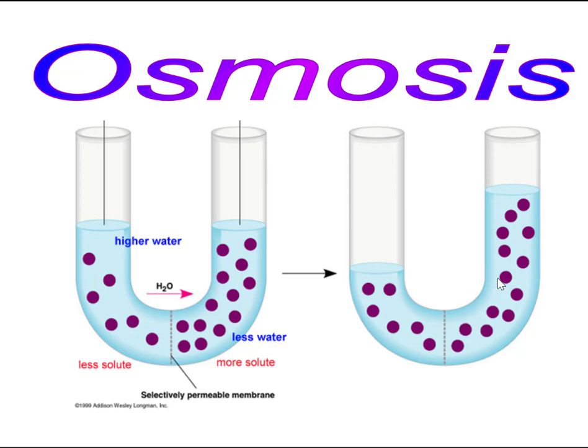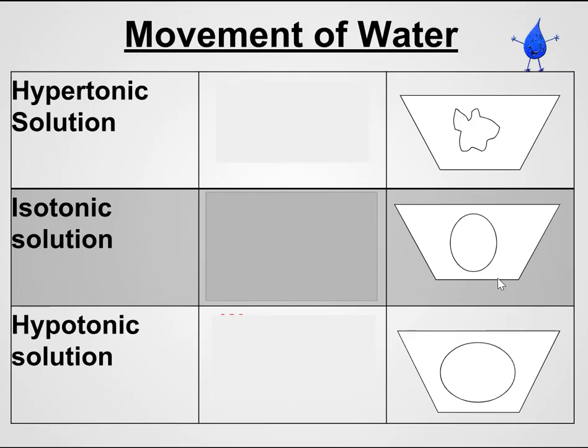All right, so our cells constantly go through osmosis, depending on the type of solution that they are in. So there's actually three solutions that we're going to write down. We're still on page 10. We're going to write down hypertonic solution, isotonic solution, and hypotonic solution. So please do that now.